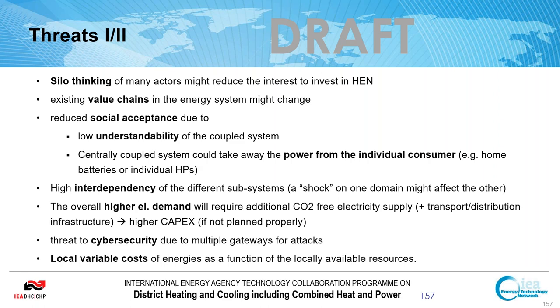And an interesting point that has been brought in as well is that if you do a central coupling, that takes away the power from the individual customer, whereas the Commission and many other people are very much pushing towards empowering the end consumer. Other threats are the high interdependency, so a shock of one domain might affect the other. Obviously, if you go for high electrification, we will see high electricity demand, so we need additional supply and transportation infrastructure. The more interdependency and coupling we have, the more multiple gateways for cyber attacks we see.